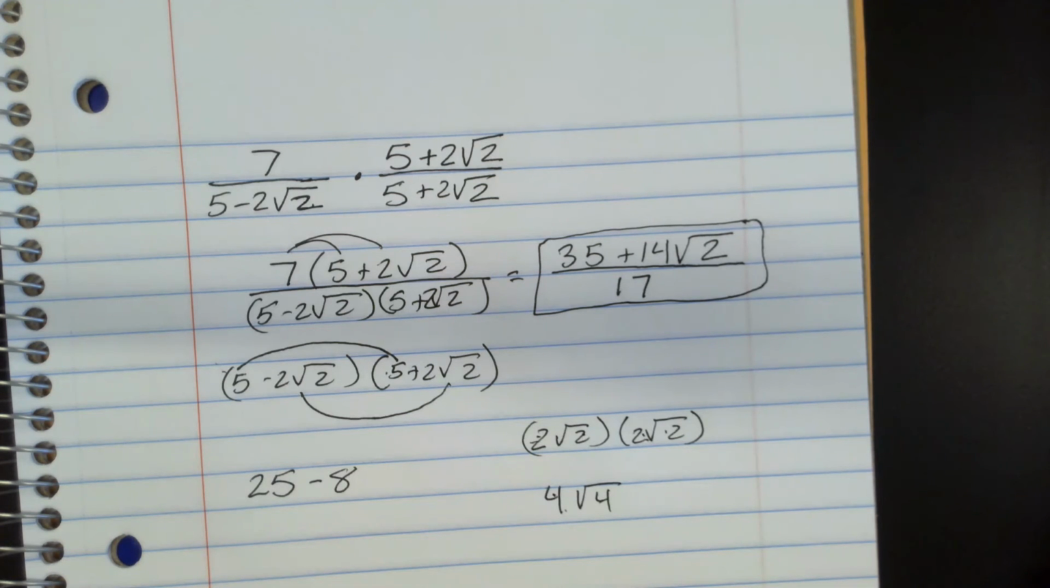Now the top, if it's a binomial on top, you're also going to have to FOIL the top, which is fine. We can do that. If it's a monomial like we had here with just 7, you only have to distribute the top. Okay, we're going to do one more of these. You guys ready?